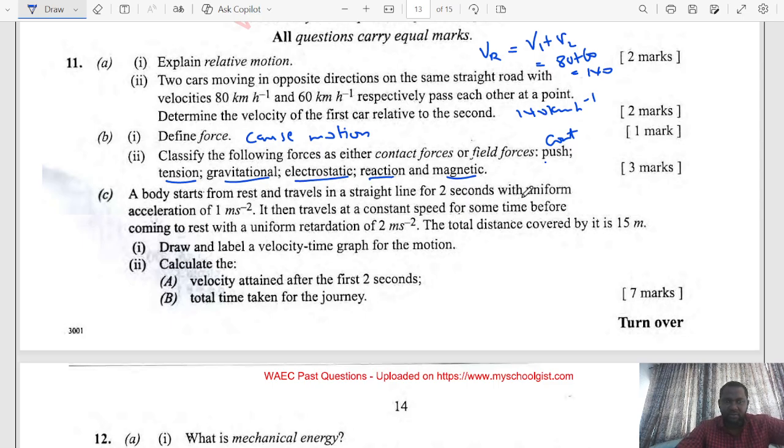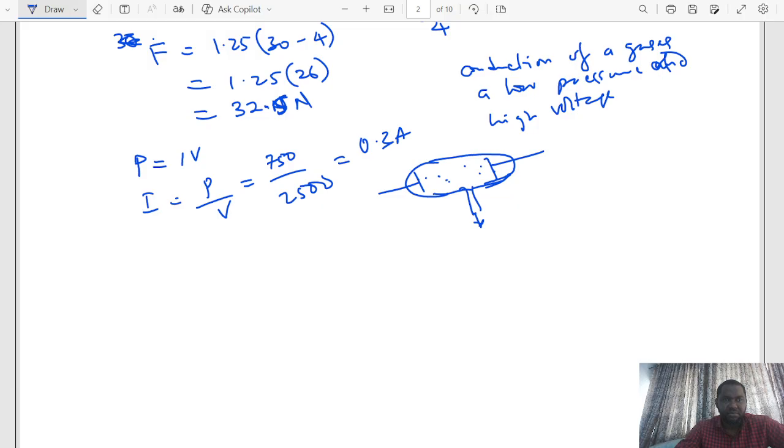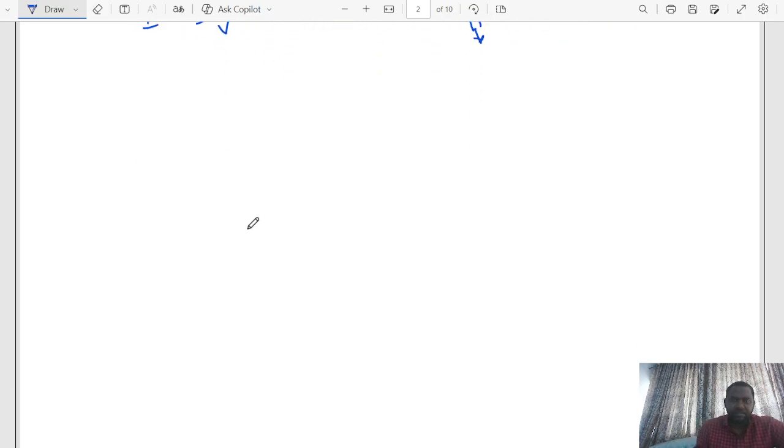Now the C part here says a body starts from rest and travels in a straight line for 2 seconds with a uniform acceleration of 1 meter per second squared. It then travels at a constant speed for the same time before coming to rest with a uniform retardation of 2 meters per second squared. The total distance covered is 15 meters. Draw and label the velocity time graph for the motion. Then calculate the velocity attained after the first 2 seconds, and the total time for the journey. Oh, I will need space.